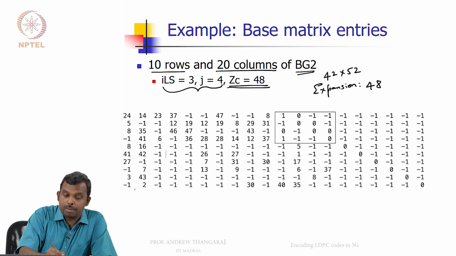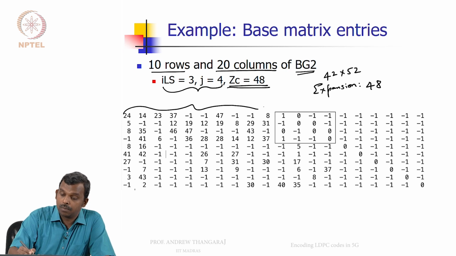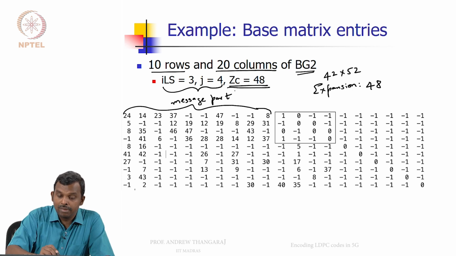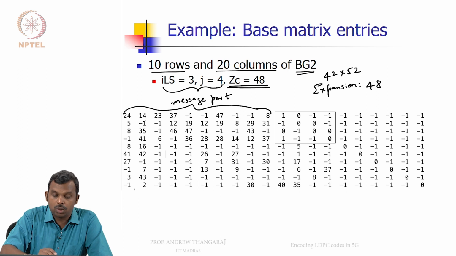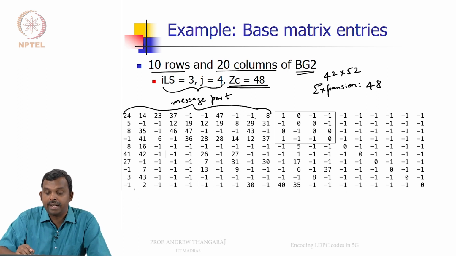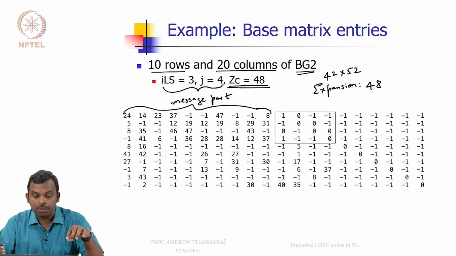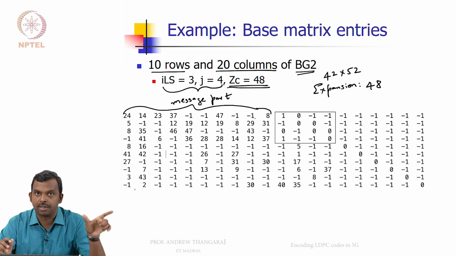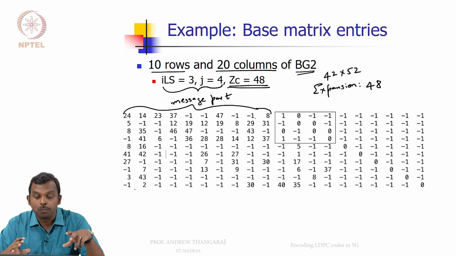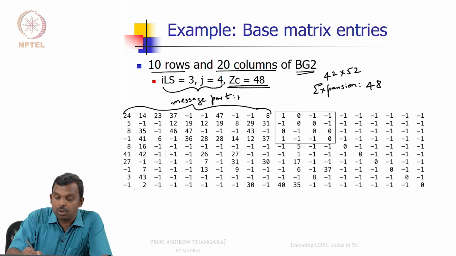So if you notice, this is the message part. There will be 10 message blocks: 1, 2, 3, 4, 5, 6, 7, 8, 9, 10. Each message block actually will expand to a 48 by 48 binary matrix. So overall, after expansion, the message part will be 480 bits long, 10 into 48 bits.